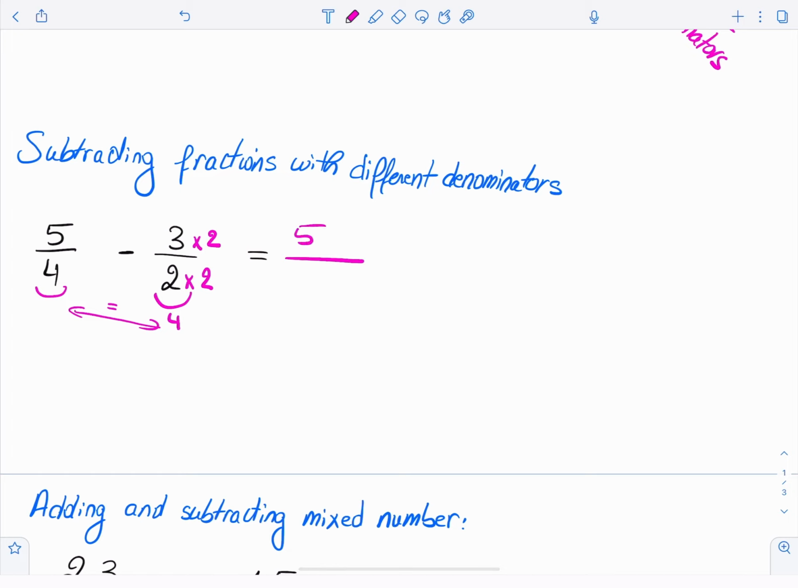Okay, 5, leave it the same, out of 4, and then 3 times 2, 6, and then 4. It's very easy. Now we have the same denominator, and then we have 5 minus 6, minus 1.